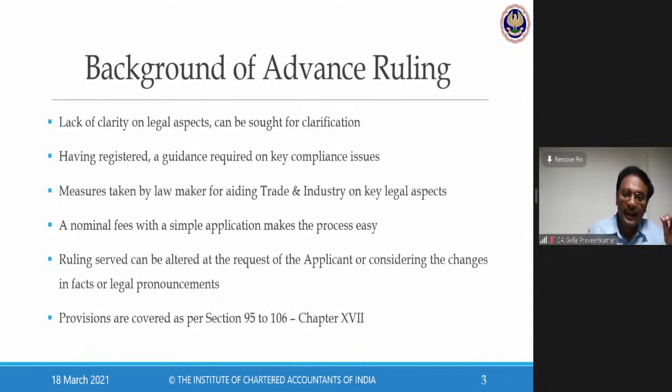Then, this mechanism of advance ruling was first introduced under service tax law, where the government felt, let us make trade-friendly measures. Let us give clarity to those people who don't know Indian laws. Initially, it was a concept brought in for NRI or non-resident people. Later, this concept was extended to the domestic people and all trade people under GST law.